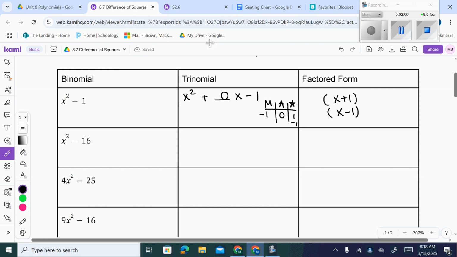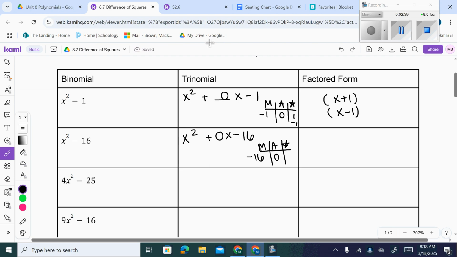Let's look at this second one. Is there a GCF? No, so I'm going to expand it to x squared plus how many x's? 0x minus 16. That's 3 terms. What do you do with 3 terms? Magic number. So set up your magic number. What are we multiplying to? -16, and what are we adding to? 0. There's only 2 numbers that multiply to give you -16. 16 and -16. Actually, I lied.